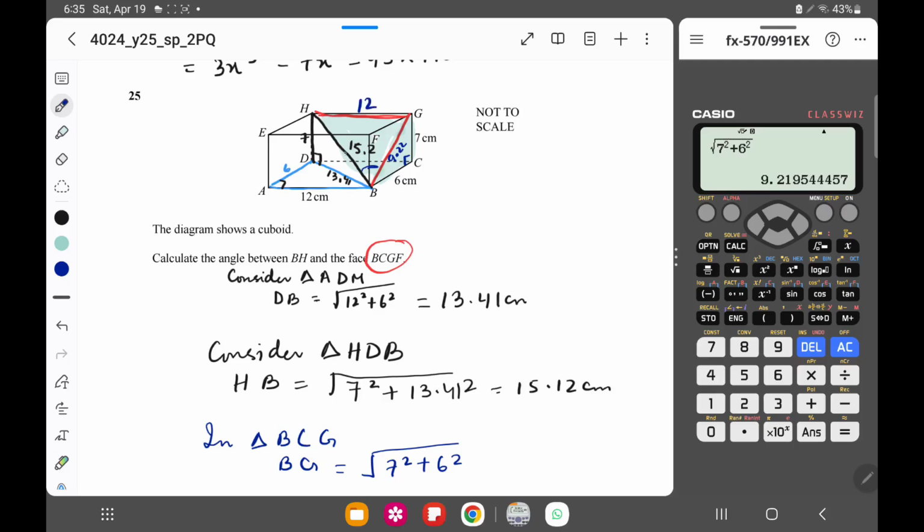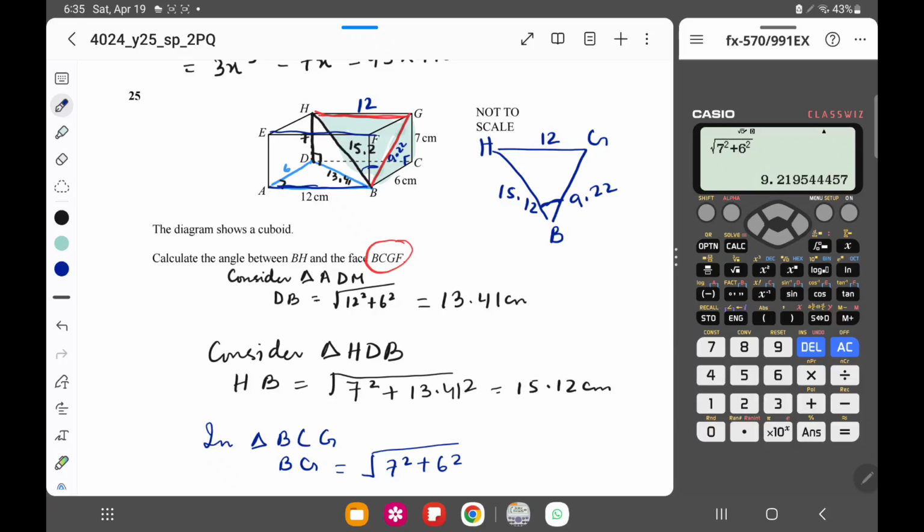So the opposite side is 12. Why is it 12? Because AB is 12, EF is also 12, and HC is also 12. I'm making it here so you can easily understand: 12, 15.12, 12, and then 9.22, and we have to calculate this angle.